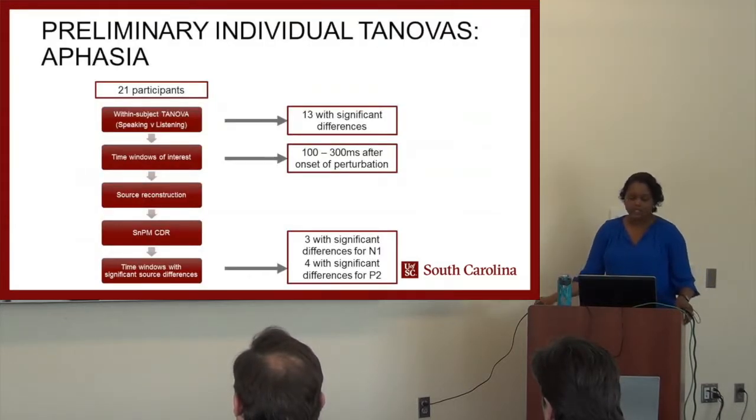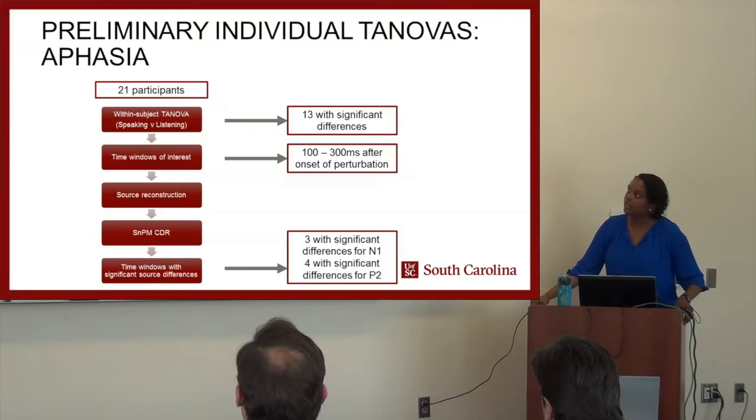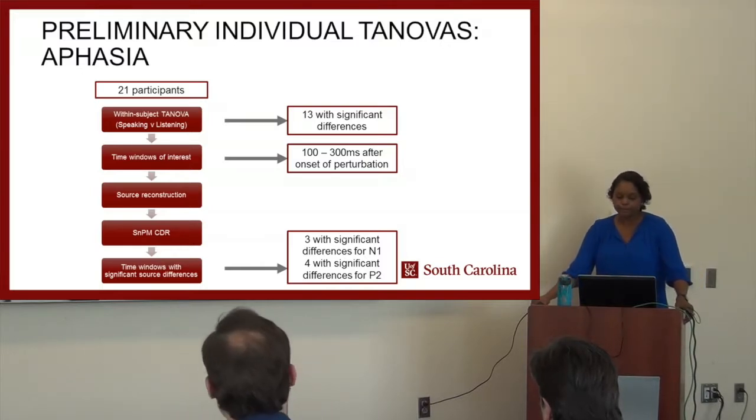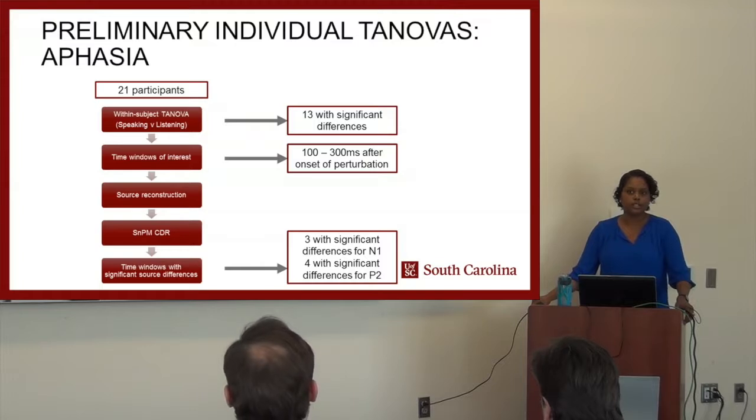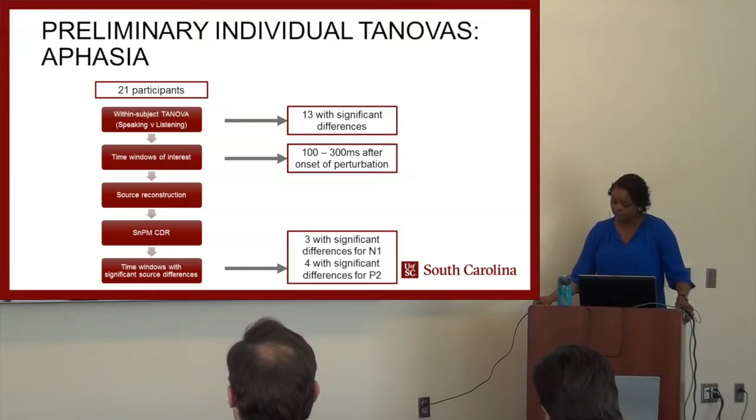So we then did the same things with the individuals with aphasia. So this time we included the 21 participants. One was excluded who didn't complete the listening portion of the task. And so we conducted the TANOVA. Only 13, again, had significant differences between the topographic maps, between conditions. So for those time windows, sources were reconstructed. Statistical analyses were conducted, and then we found that only 3 of the 13 had significant differences for the N1 and 4 for the P2.